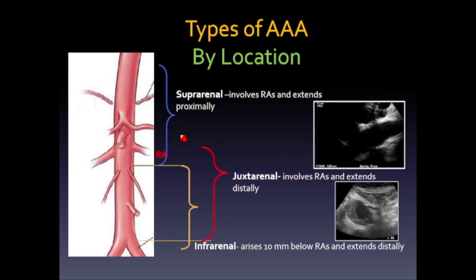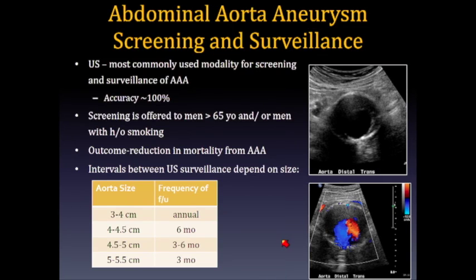By location, we divide them into suprarenal aneurysms that involve renal arteries and extend proximally, juxtarenal that involve the renal arteries and extend distally, or infrarenal, about 10 millimeters lower than the renal arteries. But if you follow the rule that if you see that the AAA is over 2 centimeters below the SMA, most likely you're dealing with an infrarenal abdominal aneurysm.